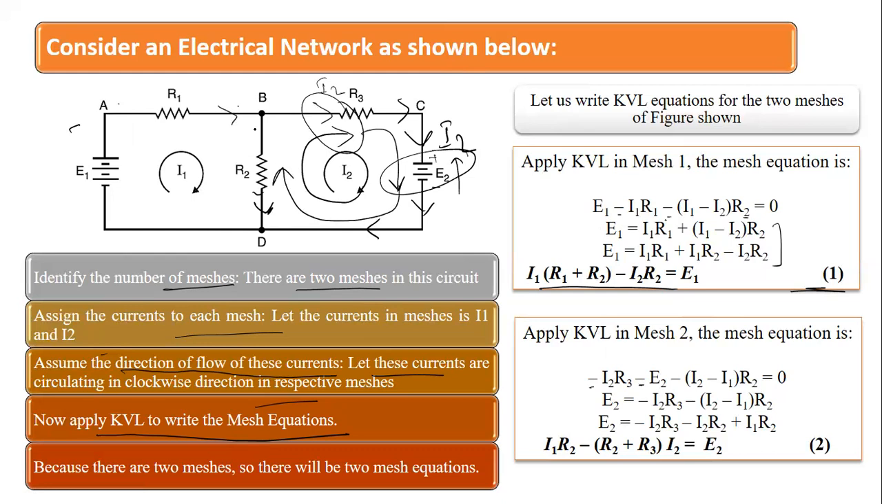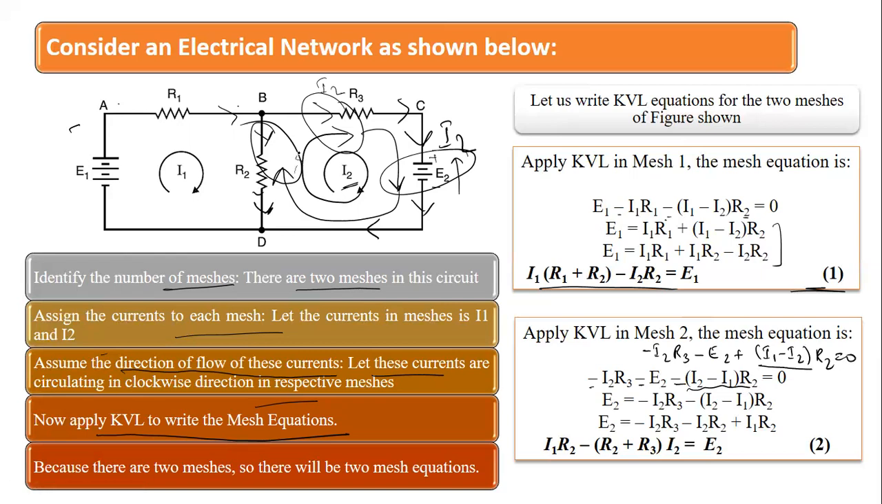The direction of current was this one, so these two are opposing. But since I am now dealing with mesh 2, I will take I2 minus I1 and then a minus sign here, right? Otherwise, you can also write this part as minus I2 R3 minus E2 plus (I1 minus I2) into R2 is equal to 0. You can write this also.